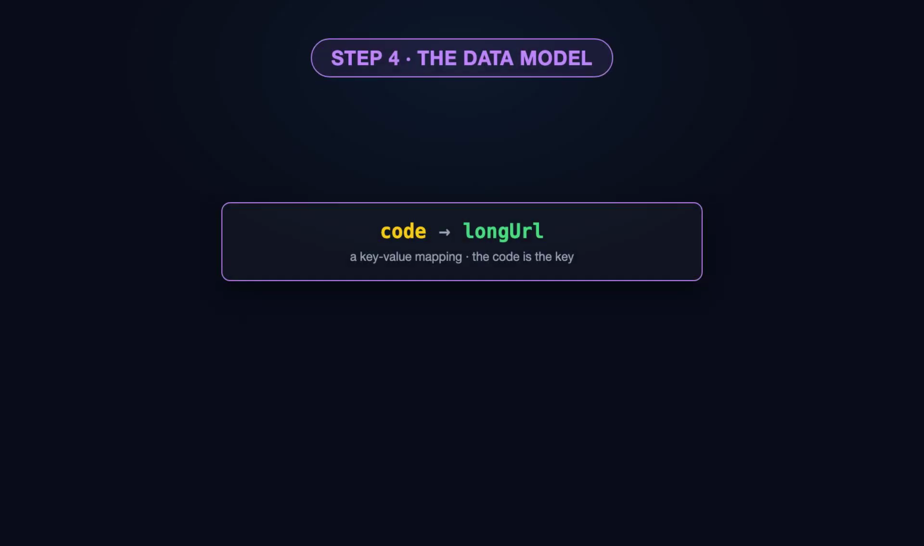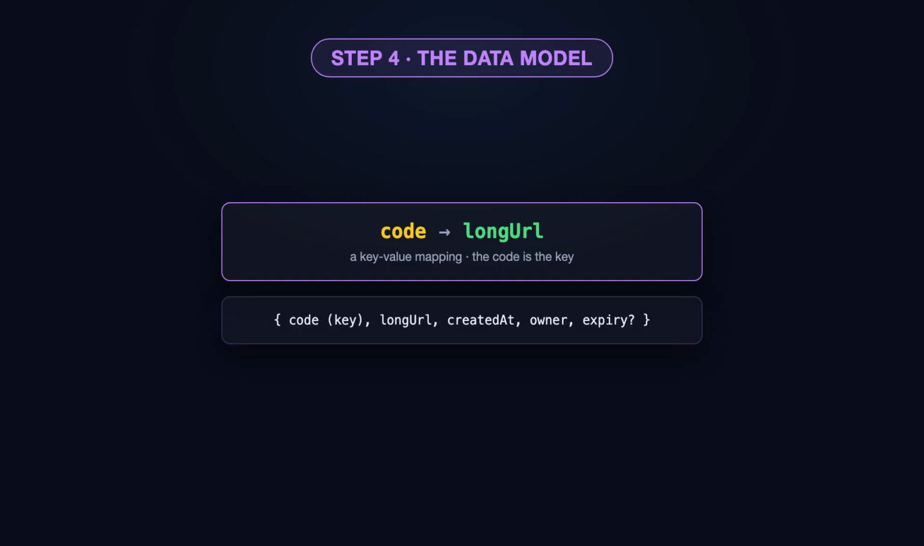Step 4, the data model. Here is the insight that shapes your storage choice. This is fundamentally a key-value mapping. The short code is the key, the long URL is the value. Your core record is small: the short code, the original long URL, a created at timestamp, an owner or user ID, and an optional expiry. That is basically the whole schema.